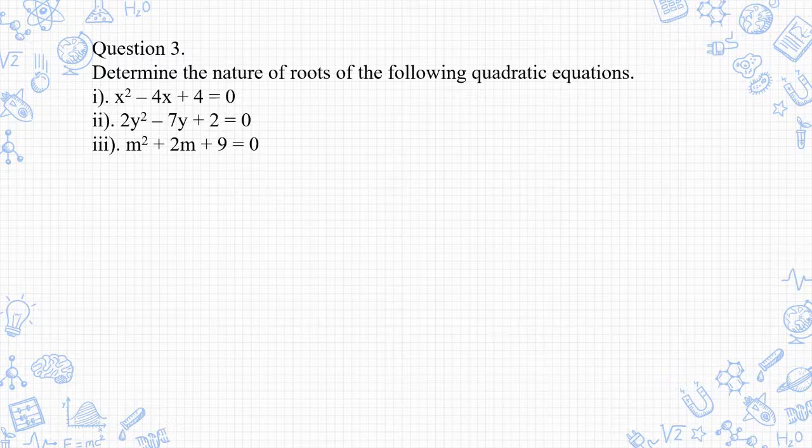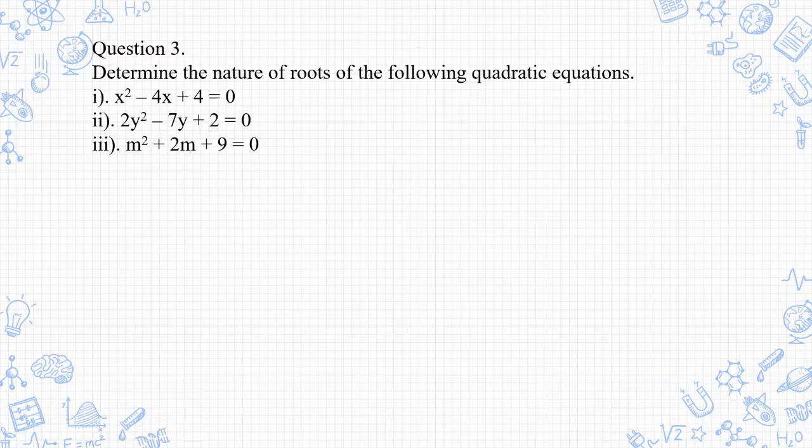If the value of the discriminant is greater than 0, then you say that the nature of the roots are real and unequal. And if the value of the discriminant is less than 0, then you say that the roots are not real. So let us solve the sum.